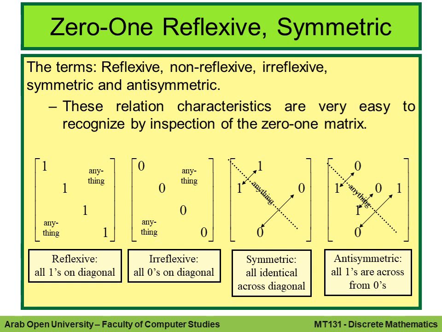If you have 1s across the diagonal or 0s across the diagonal, that means every time A is related to B, then B is related to A, and that's just symmetric. For all, identical across the diagonal. Antisymmetric: every time you have a 1, then across the diagonal you will have 0. That means if A is related to B, then B is not related to A, and that is antisymmetric. Certainly, some of the properties of the relations you can tell from the matrix that represents the relation.